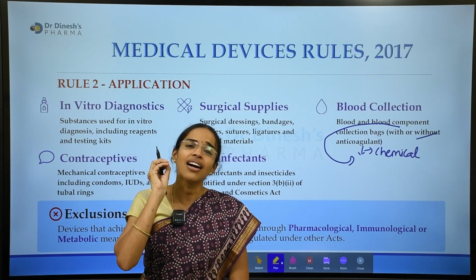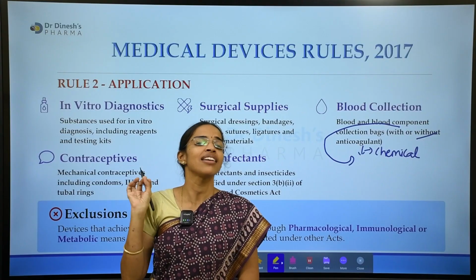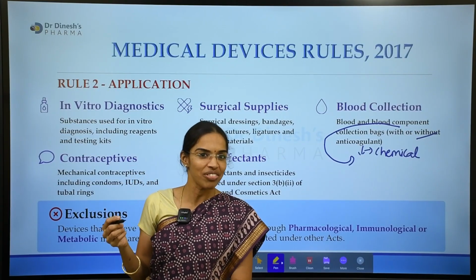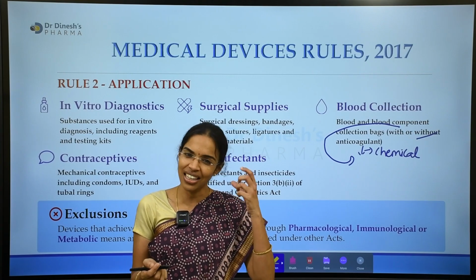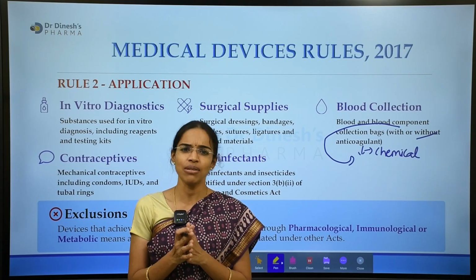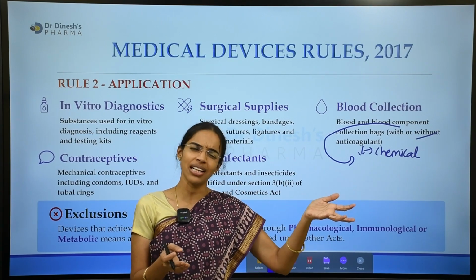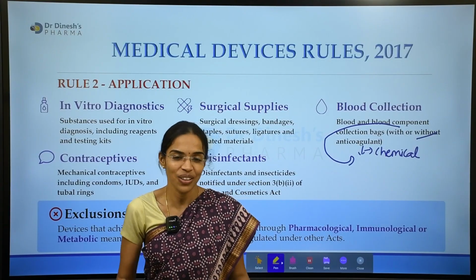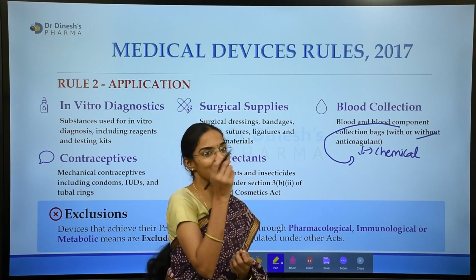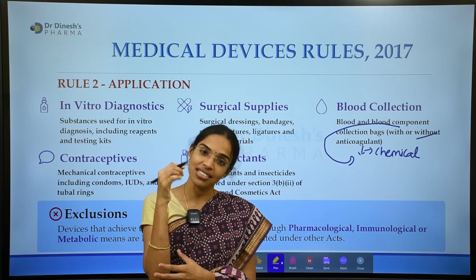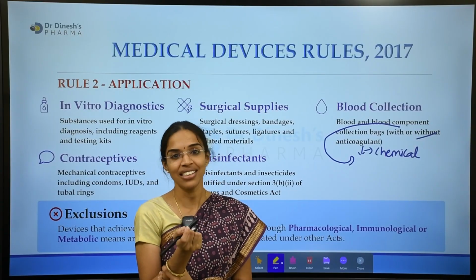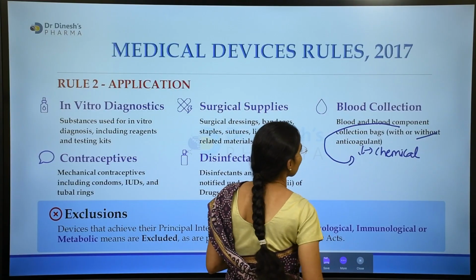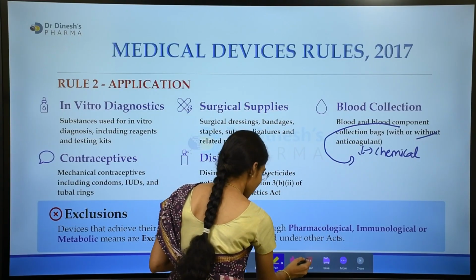So there are very minor differences. We will learn about many terms like this in our further classes. It seems simple, as we only have the Medical Devices Rules 2017, but it is not as simple as we think. It needs certain explanations, follow up and training, not very easy as we think. So this is about the blood collection bags.